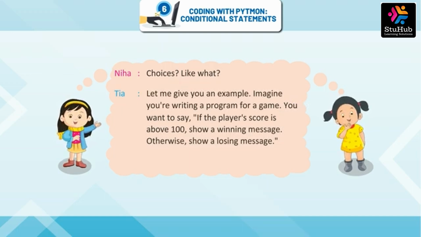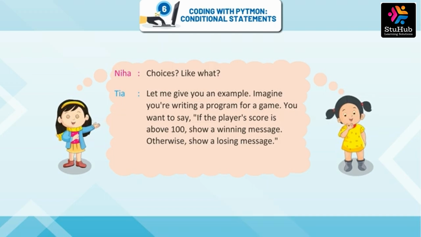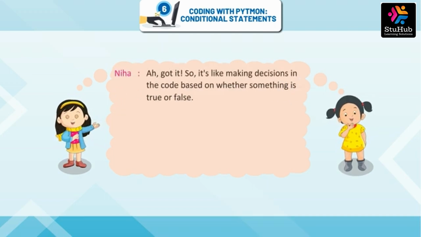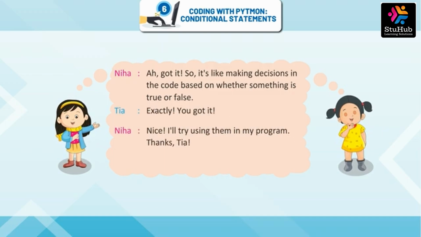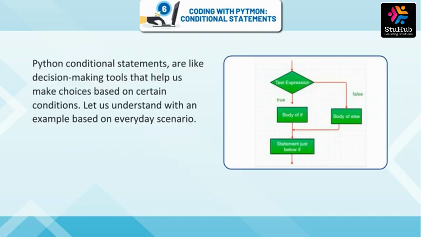Imagine you are writing a program for a game. You want to say, if the player's score is above 100, show a winning message. Otherwise, show a losing message. Neha: Got it. So it's like making decisions in the code based on whether something is true or false. Tia: Exactly. You got it. Neha: Nice. I'll try using them in my program. Thanks, Tia. Python conditional statements are like decision-making tools that help us make choices based on certain conditions.